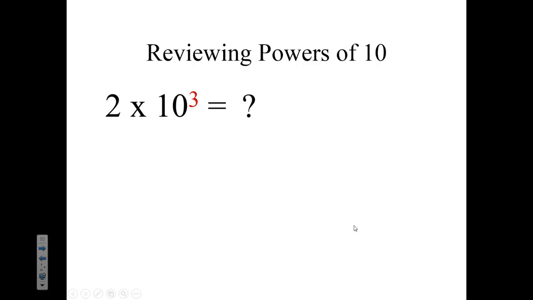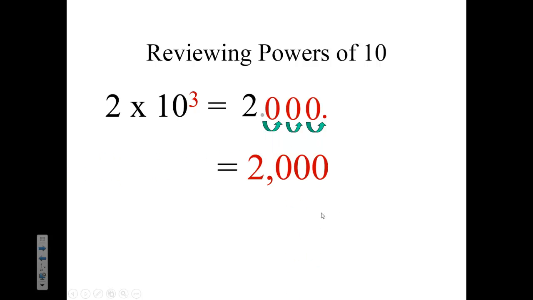2 times 10 to the 3 would be done in a similar way. We're going to multiply 2 times 10 3 times, and so put the number 2 there. Every time I multiply by 10, the decimal scoots 1 to the right, and so we do that 3 times, and we add 3 zeros, and 2 times 10 to the 3rd is 2,000. So using powers of 10 is a pretty simple operation.